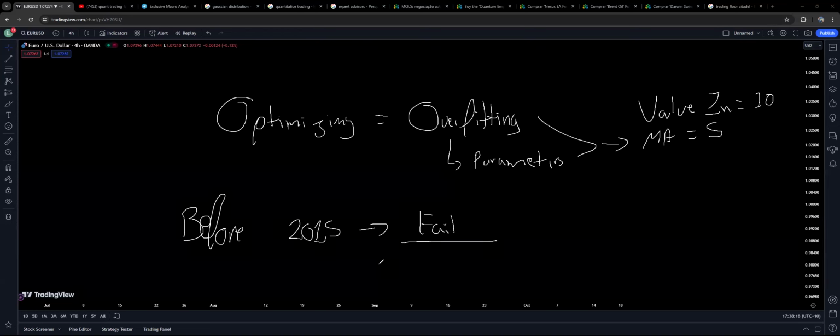When it comes to trading, guys, we need to use our brain. Okay, we need to think. We need to try to understand the situation like a concept. Why do you think that if you use the same parameters before 2015, the strategy will fail? Does anyone have a clue? I'll give you a minute. You guys can think about it. No? No idea? Okay. All right.